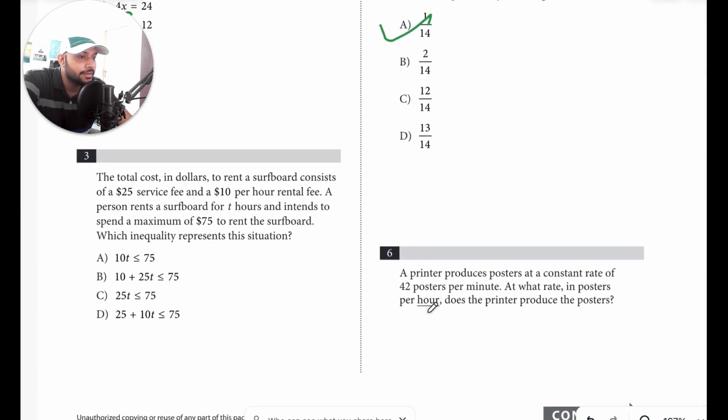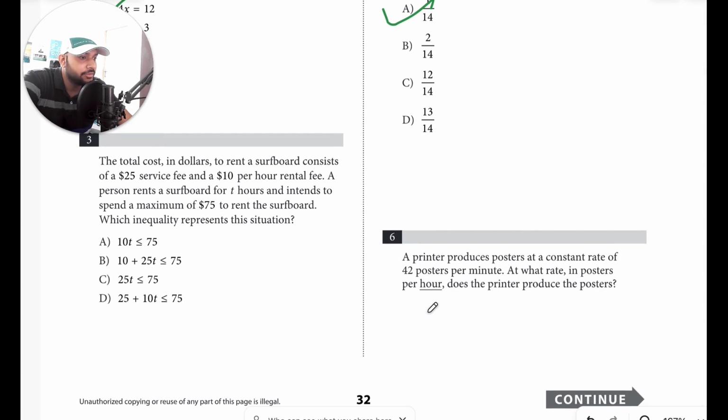Question 6. A printer produces posters at a constant rate of 42 posters per minute. At what rate in posters per hour does the printer produce the posters? 42 posters per minute. That means 42 times 60 posters in an hour. 6 times 2 is 12, 2 carry 1, 6 times 4, 24, 25. 2520 posters per hour. That's a grid-in question.